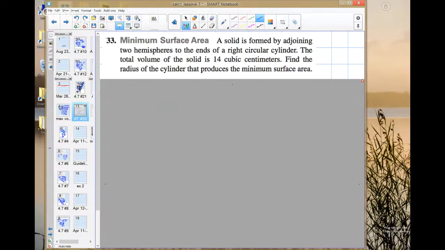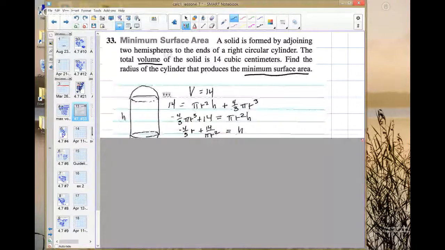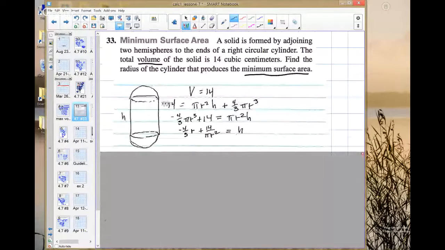So again, we're starting with volume, and we've got to end up with minimum surface area. So we've got to deal with a couple different things. First of all, here's my drawing. I'm not the greatest artist, but you see how I tried to draw a cylinder with a hemisphere on the top and a hemisphere on the bottom. Almost looks to me like a sausage or something. Anyway, the volume is given to be 14 cubic centimeters.